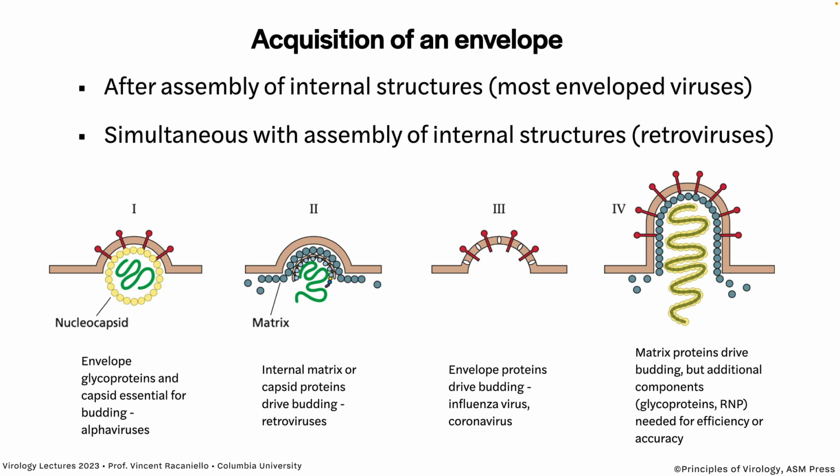So the matrix protein is a protein that's just beneath the envelope in envelope viruses. It gives structure to the envelope because the envelope alone would be too flimsy to exist. So the matrix protein, that blue protein there, is just under it. And sometimes if you make just the matrix protein in a cell without anything else, it will make particles. It will force the budding to happen. Sometimes the envelope proteins drive budding.